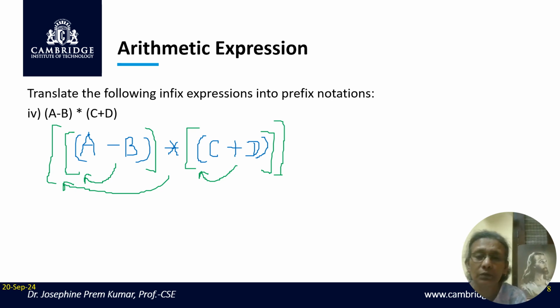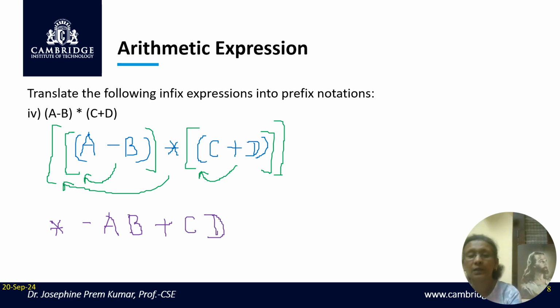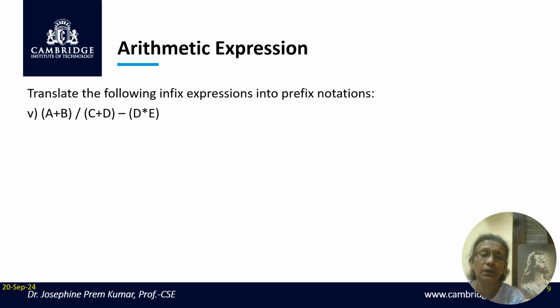I seem to be losing control of the pen. Yeah. So it would be star minus A B, then I have the square brackets, so plus C D. Fine? Yes. I think this one you can try on your own. We'll go to the next one.